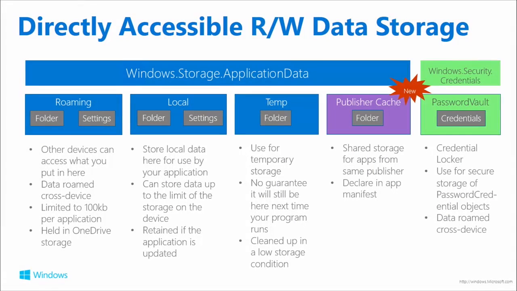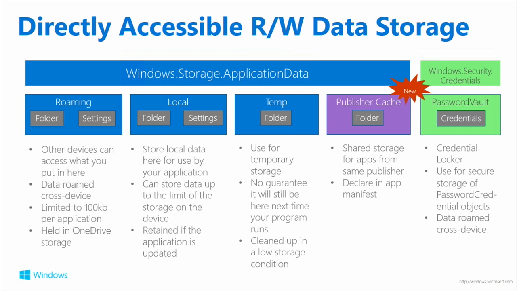So this is just another way of looking at the same thing, how you can access this read-write data storage. With Windows.storage application data, we've got the roaming folder and settings, the local folder and settings, and the temp folder, which might be cleared up anytime. Not while you're running, no, in between. There's the publisher cache folder we talked about, which is a shared file share for all the apps installed on a device from the same publisher. And then you've got the password vault, the credential locker.